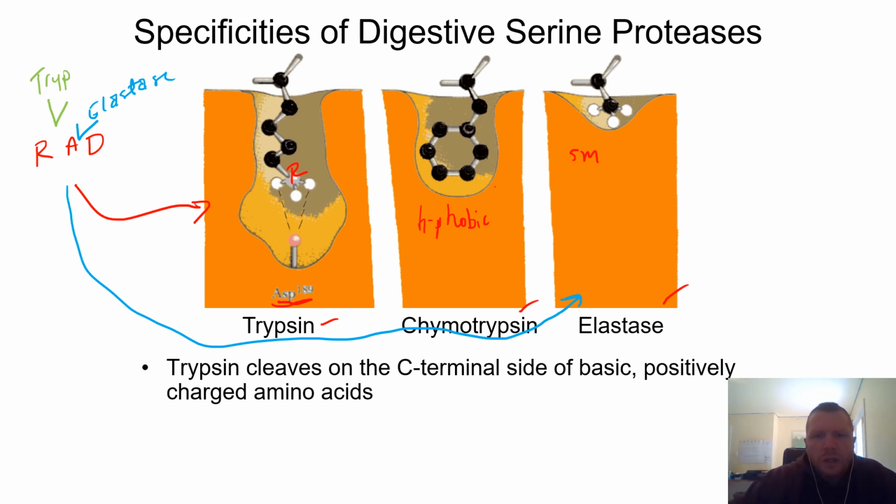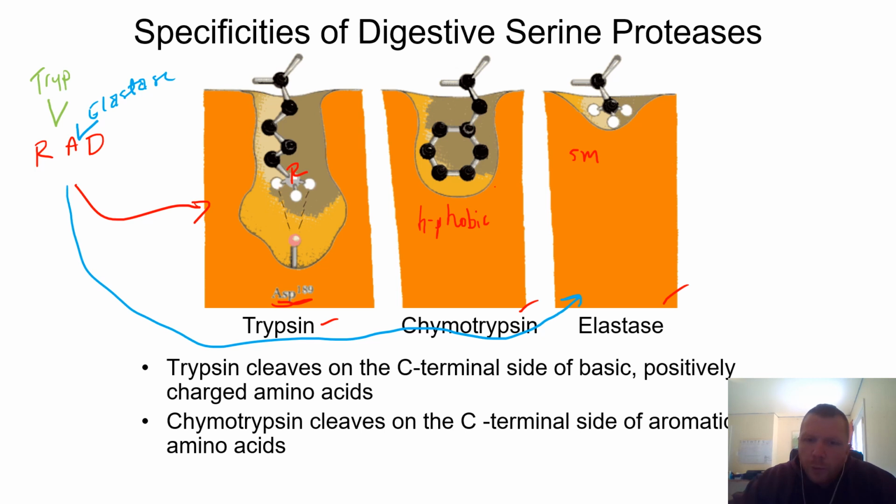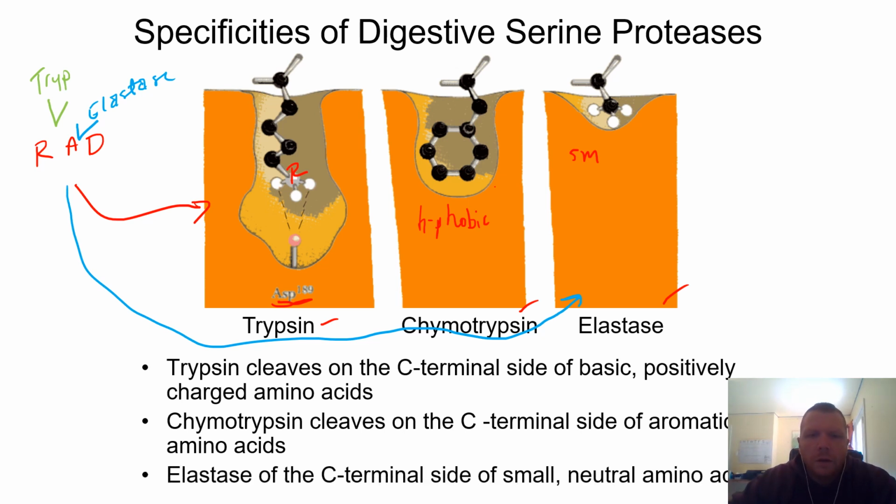So trypsin cleaves on the C termini of basic, positively charged amino acids. Chymotrypsin cleaves on the C termini of aromatic residues, something like a tryptophan or maybe even a tyrosine. And then elastase is going to cleave on the C termini of small neutral amino acids. So these are all ways that these serine proteases distinguish themselves from one another. So that's the specificity pocket that I described earlier.